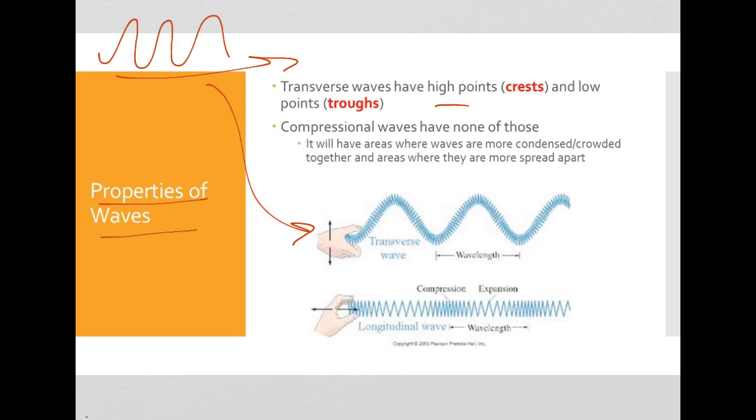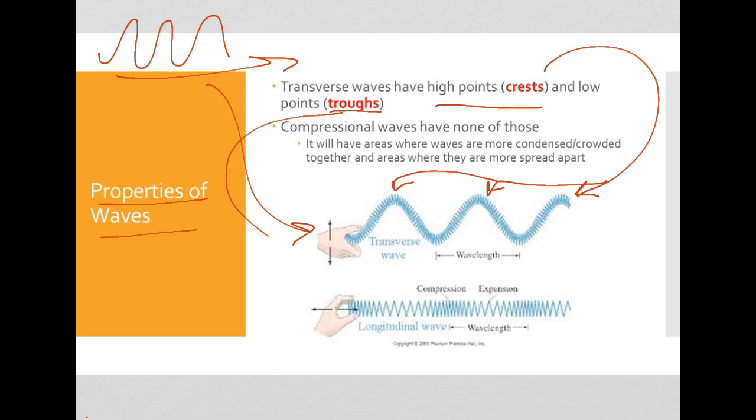Transverse waves have high points called crests. So that would, for example, be these sorts of points here. And also troughs, which would be these low points, sort of the opposite of a crest. Compressional waves, on the other hand, have neither of those. They do have areas where the waves are more condensed, like these areas that I'm circling at the moment, versus areas where items are more spread apart, which is a similar idea.